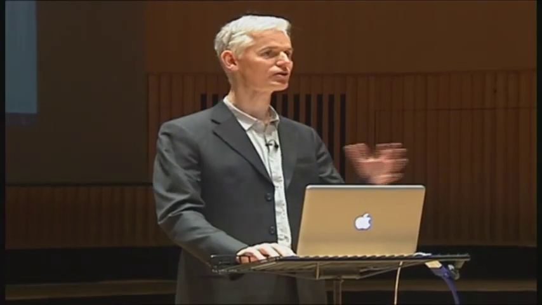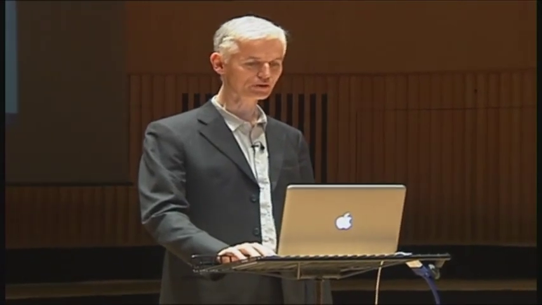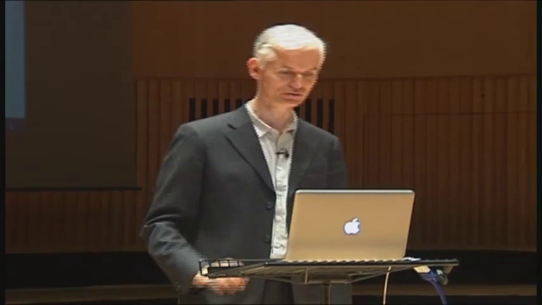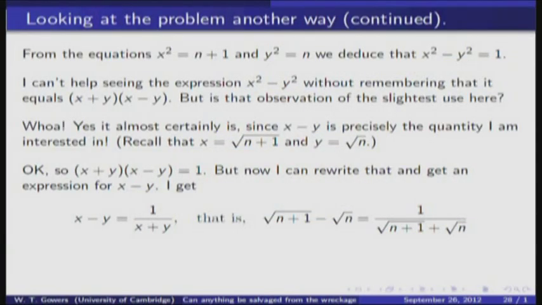And having done that, let's try to express everything in terms of x minus y. So what we know now is that x plus y times x minus y equals 1. Let's try to write that in terms of x minus y. It's the obvious thing to do. So we divide both sides by x plus y, and we get that the square root of n plus 1 minus the square root of n is 1 over the square root of n plus 1 plus the square root of n. And when n is large, that's more or less 1 over twice the square root of n.